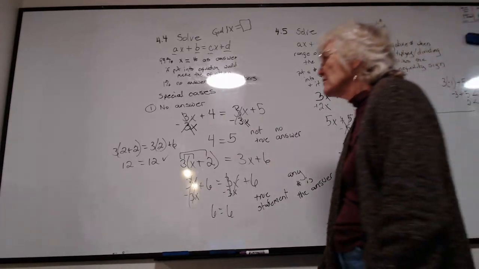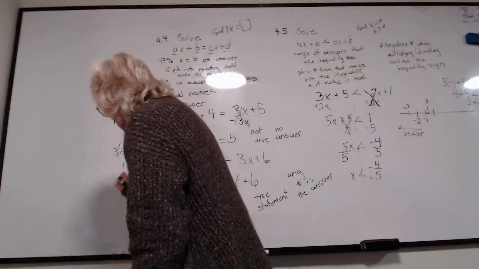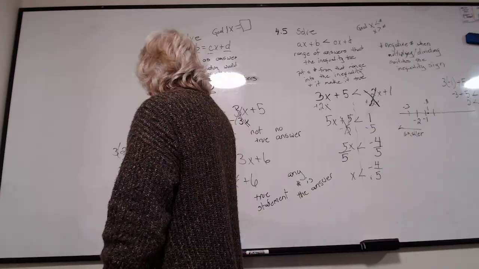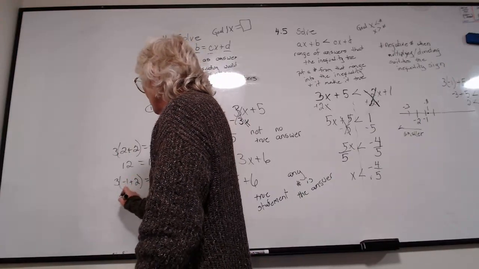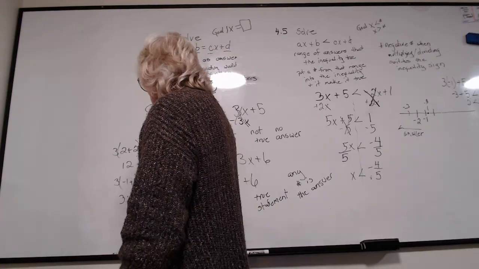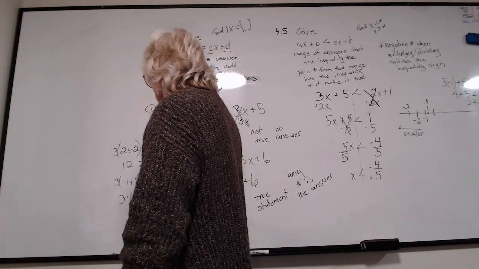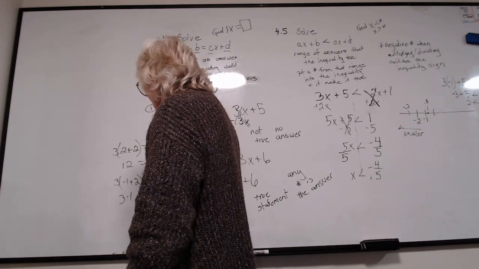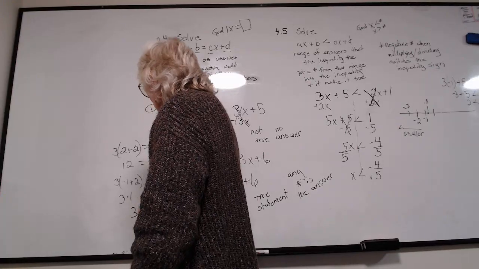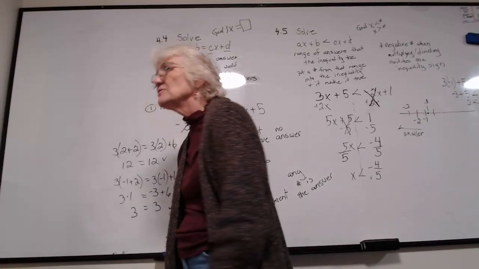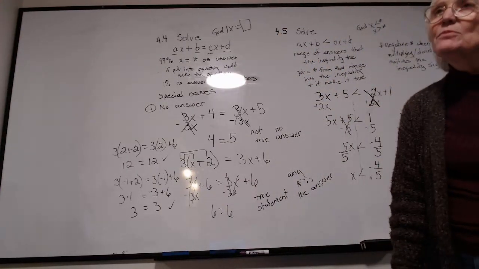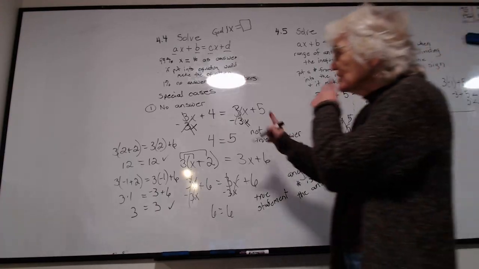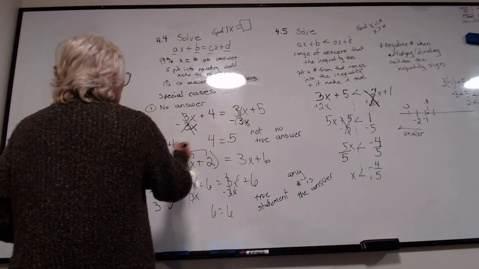You could choose another number. Let's say we put -1 in. So we're putting 3 times -1 plus 2 equals 3 times -1 plus 6. So this gives me 3 times -1, which is -3 plus 6. Add those together, I get 3 here, 3 here. Notice it's true when I put -1. So any number you put in, it will always be true. Okay? So those are the special cases, when there's no answer and when there's all answers.